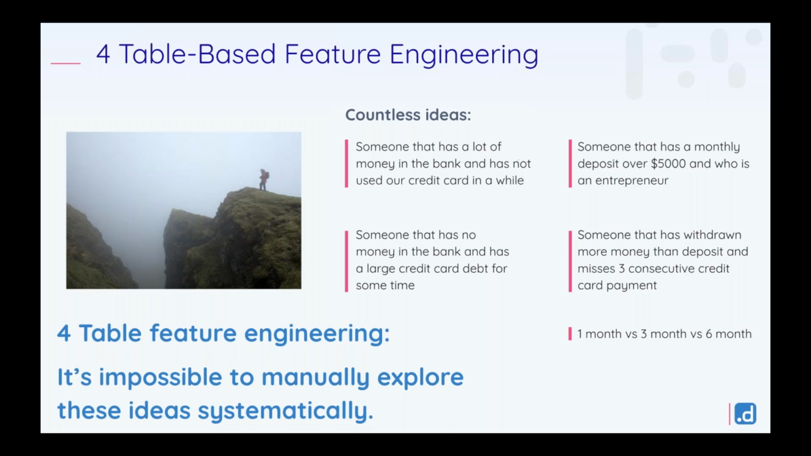Because for each one of these ideas, someone needs to build a very complex SQL in order to implement these ideas into features. And given that there are countless ideas, I think this entire workflow just becomes unrealistic. At this point, I think we should agree, when we are talking about 4-table feature engineering, when we are talking about multi-time series, in this case, manually building features, manually exploring this data to try to build a machine learning model becomes impossible.